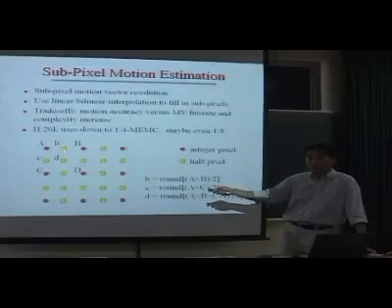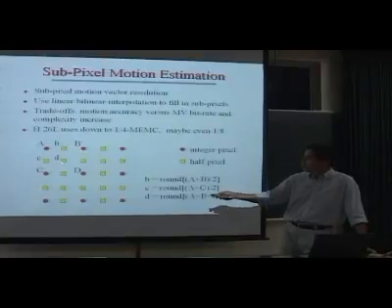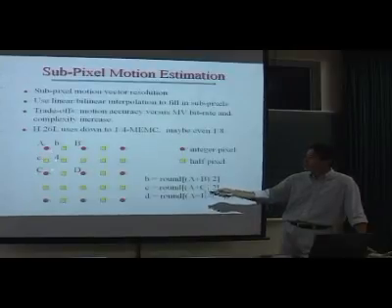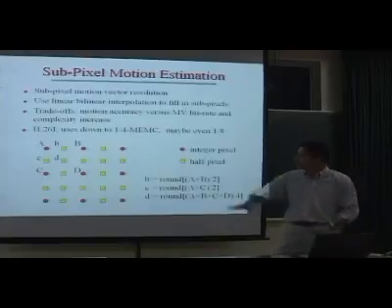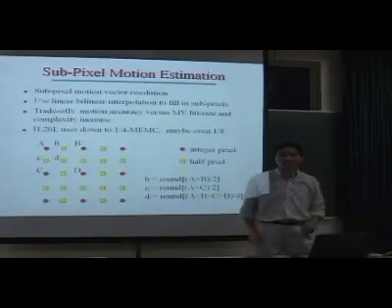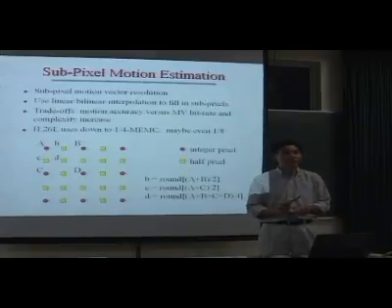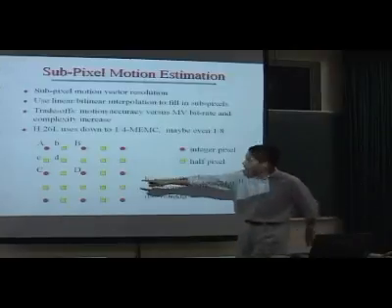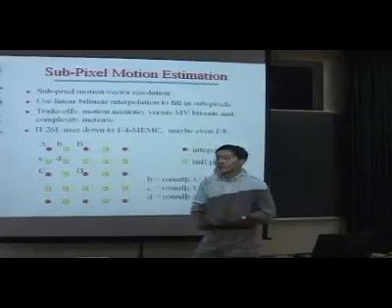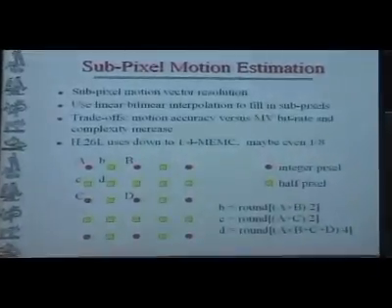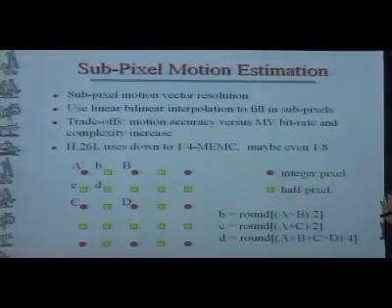You get this pixel here by taking the average of A and B. You get this pixel here by taking the average of A, B, C, and D. You get the pixel here by taking the average of C and D. And you do motion estimation on the bigger frame. So that's all there is to it. Understand? So if your block happens to sit right here, then you actually have half pixel motion.